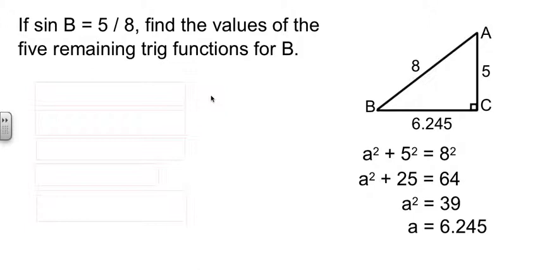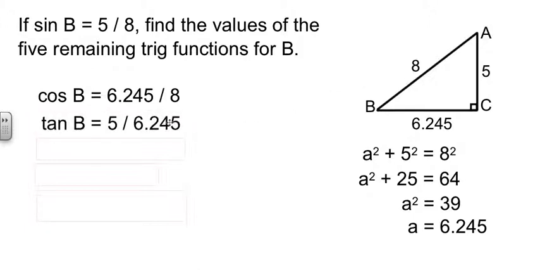Now we have all three sides. We can do the ratios. So cosine is the adjacent over the hypotenuse. Tangent is the opposite over the adjacent.